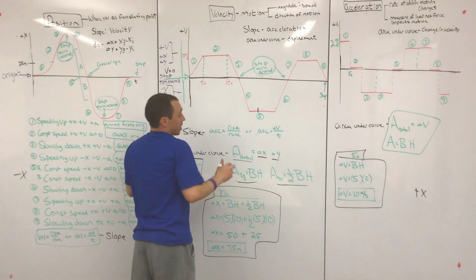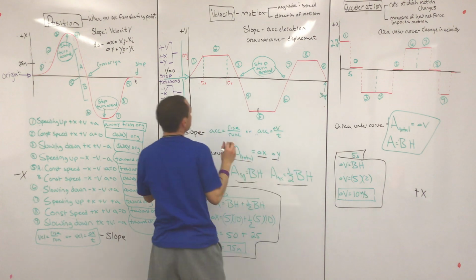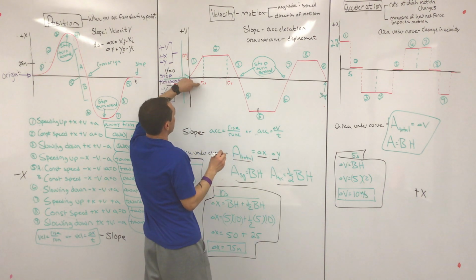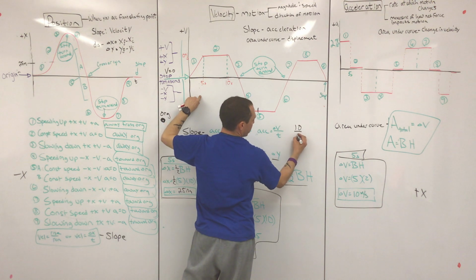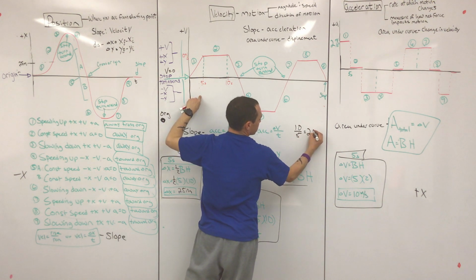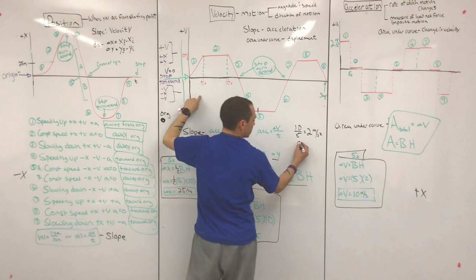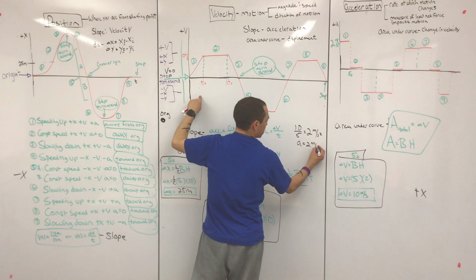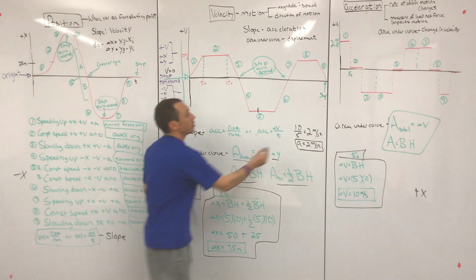So that's the area. If we need the slope, if we want to know the acceleration, then it's just rise over run, where that would be 10 over 5, which is equal to 2. So that's 2 meters per second squared. Remember, the acceleration is equal to the slope. So we can also get that number.